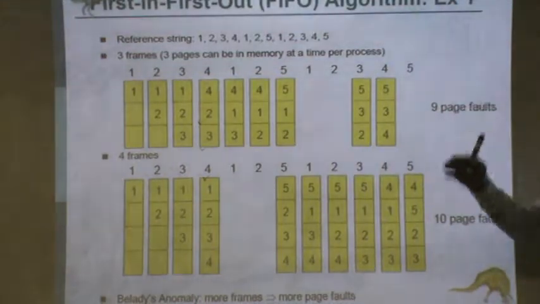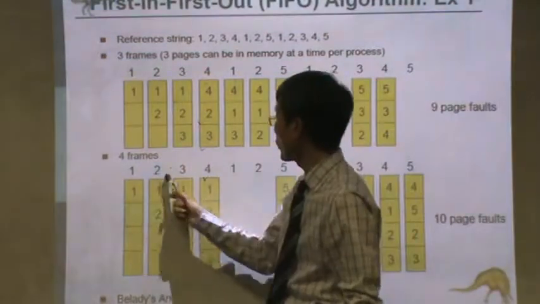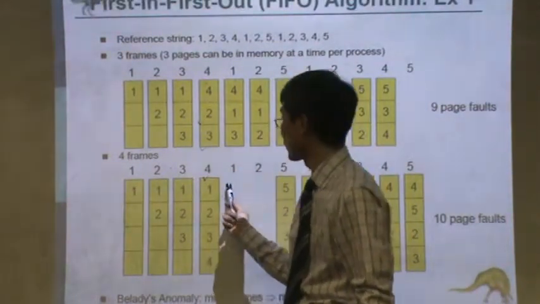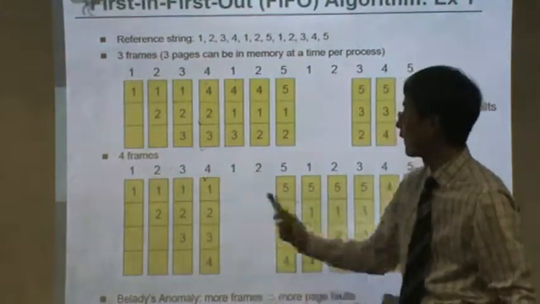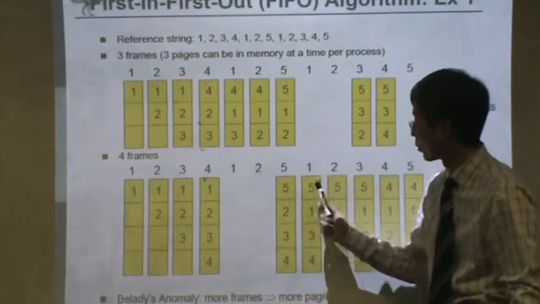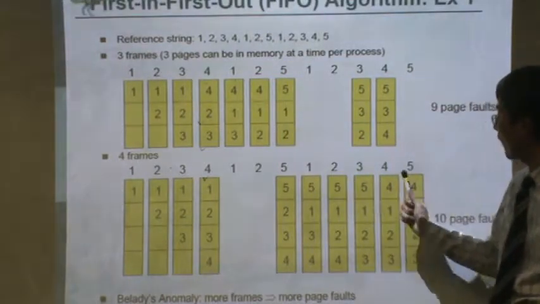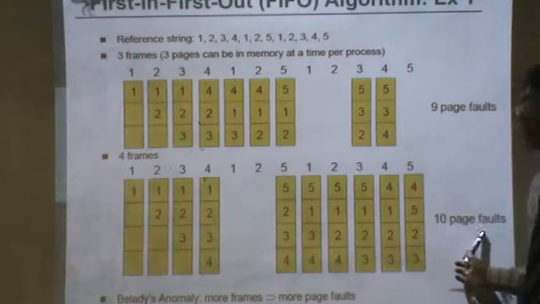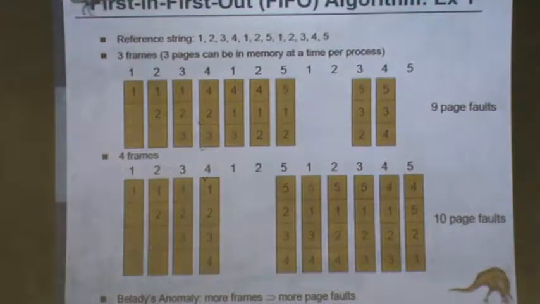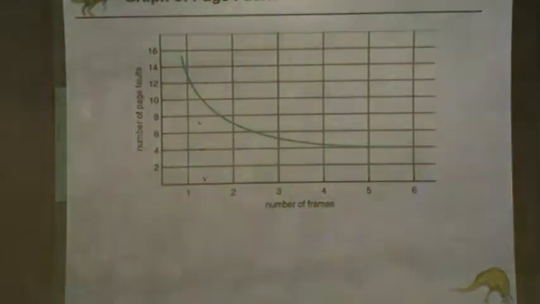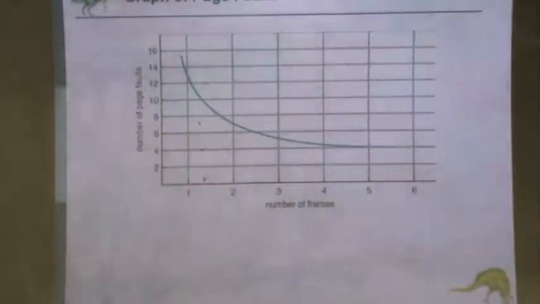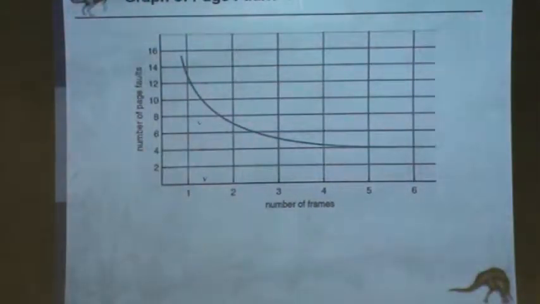Then why don't we increase the number of page frames? The physical memory size will increase. So 1, 2, 3, 4. Then 1. It's good, so no page fault this time. 1, 2, 3, 4. Then 2, that's okay. 5, page fault. 1, fault. 2, fault. 3, fault. 4, fault. 5. So in total, how many? 10 page faults. So it's not always true, the expectation that the more page frames, the better the performance.